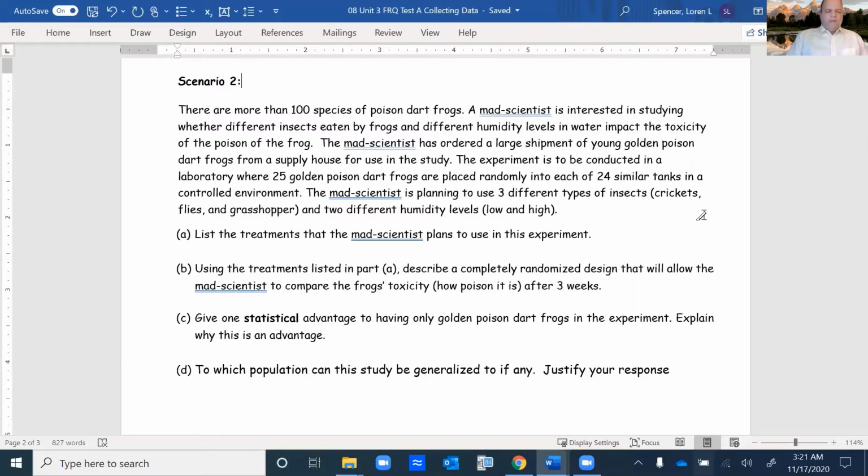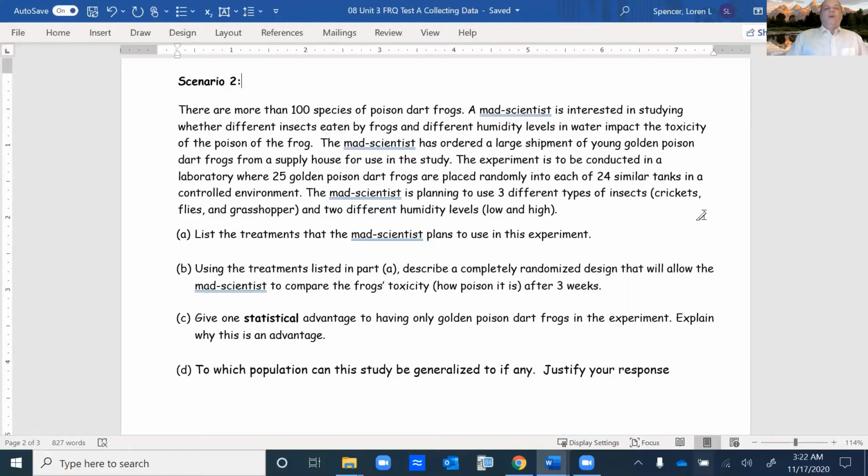So real quickly, if I have 25 frogs per tank, 25 times 24 means I have a total of 600 frogs that I'm going to distribute among the tanks. And yes, I actually changed the number just to make this explanation easier, but we adjusted for that when we were doing the grading. The mad scientist is planning to use 3 different types of insects: crickets, flies, and grasshoppers, and 2 humidity levels, low and high. List the treatments the mad scientist plans to use in this experiment.